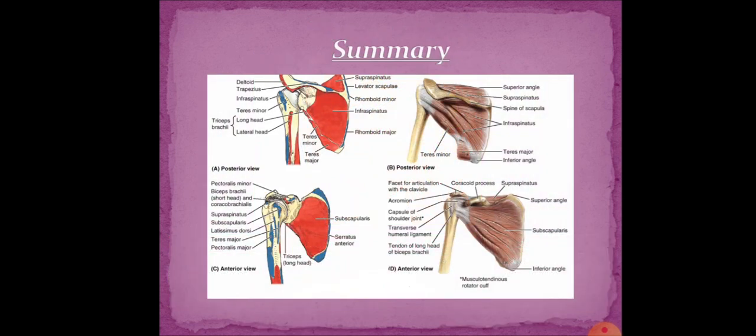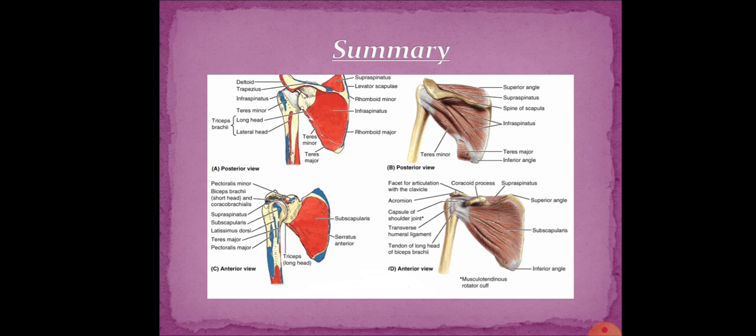Summary: we divide the muscles of the shoulder into intrinsic and extrinsic. The intrinsic muscles are supraspinatus, infraspinatus and subscapularis. Then we also have teres minor, teres major and deltoid.